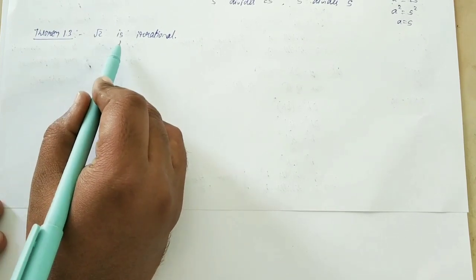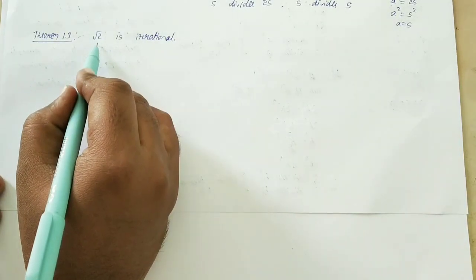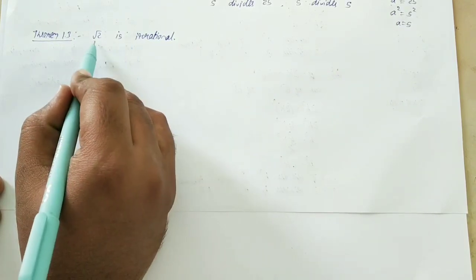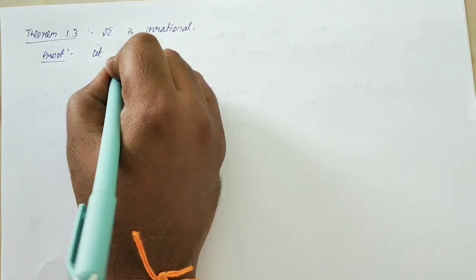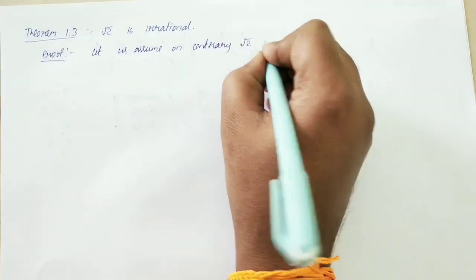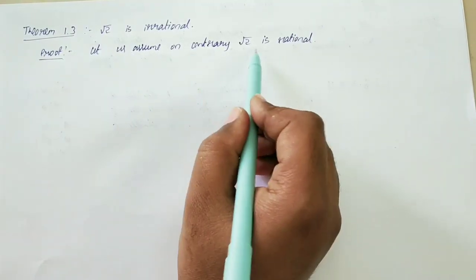Next, Theorem 1.3: we have to prove that root 2 is irrational. For proving root 2 is irrational, we'll solve by considering root 2 is rational. That means the opposite: if they ask to prove root 2 is irrational, we'll consider this root 2 as rational and then we will prove root 2 is irrational. Let us assume, on the contrary, root 2 is rational.